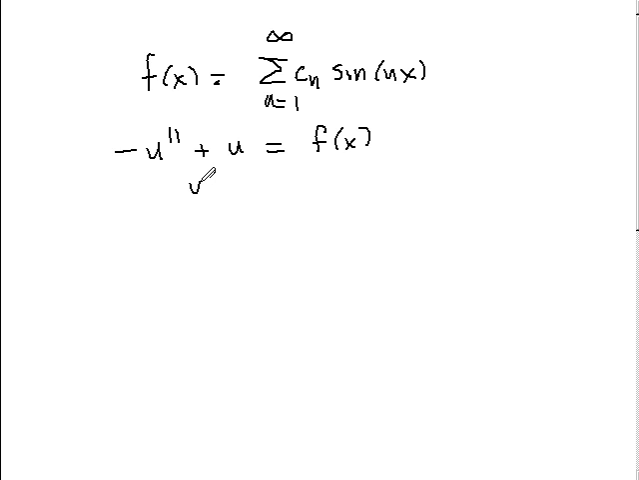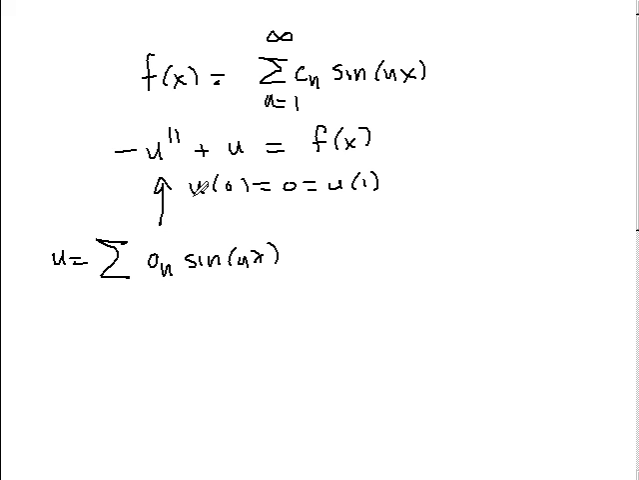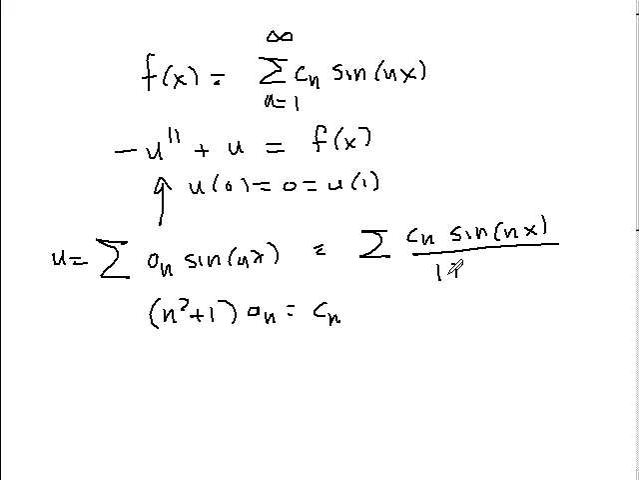I claim it's very easy, because I just insert a series that looks the same way, the sum of a sub n sine nx, that's my u, and I put it into this equation, and that would give me n squared plus 1 times a_n would be equal to c_n. So what would be my solution? It's just my right-hand side, c_n sine nx, but I divide each term by 1 plus n squared.